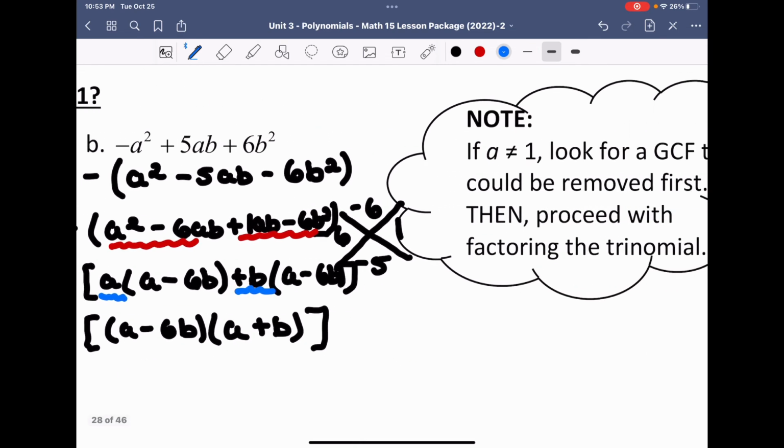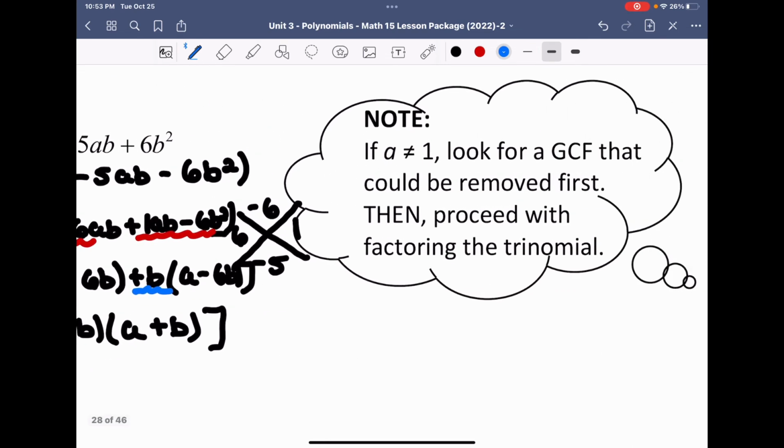All right, let's make a note here. If a does not equal 1, we need to look for the GCF that could be removed first, and then we proceed with the factoring of the trinomial. Reason being is because later down the road, if we're not able to take out a GCF, the method of factoring is going to look a little different. It will follow the same process, but we do need to be careful, because if a does not equal 1, we need to look for that GCF, because things may look a little different when we factor.